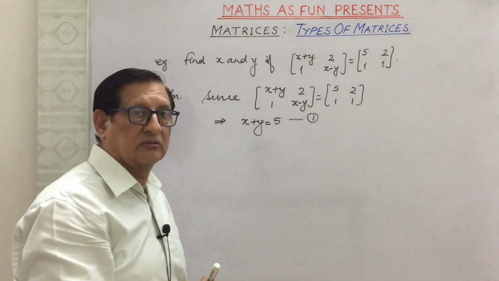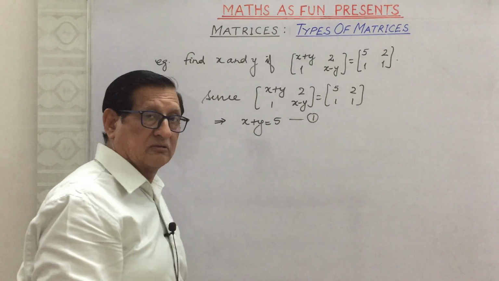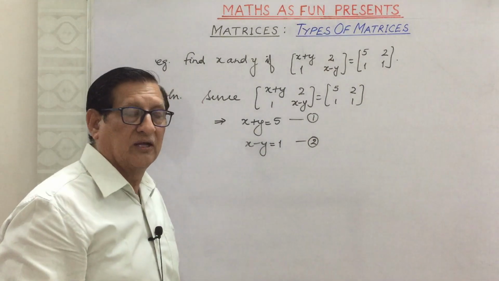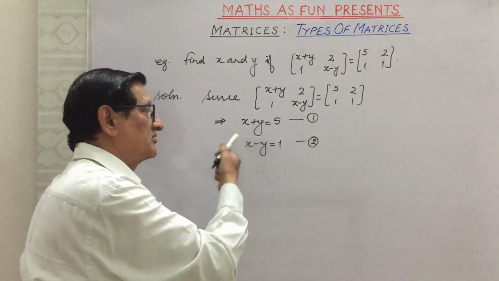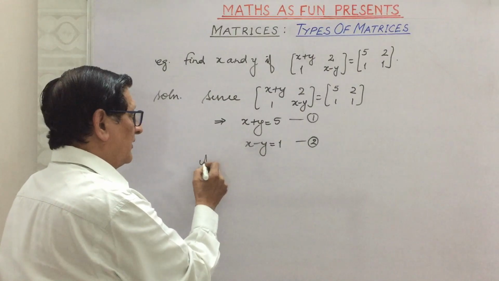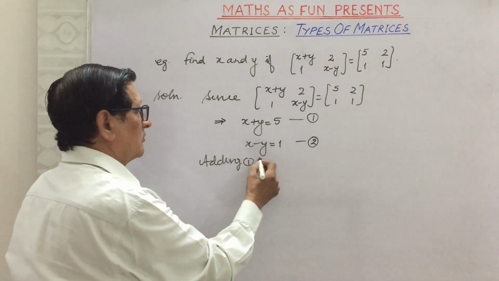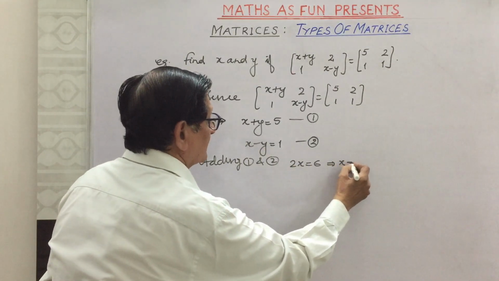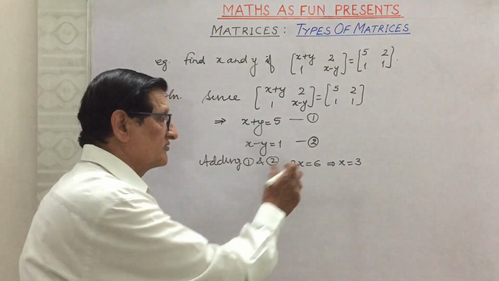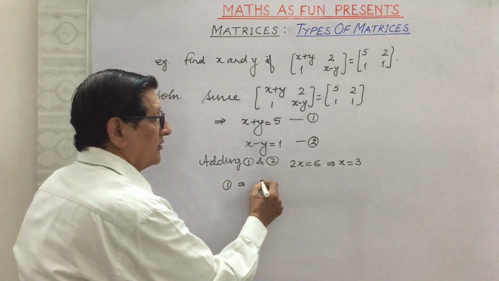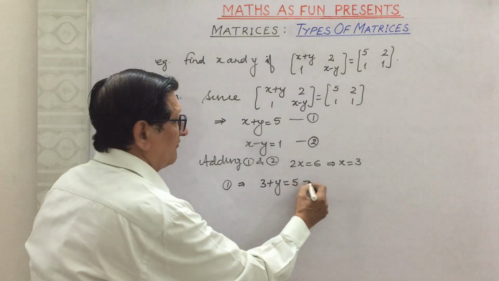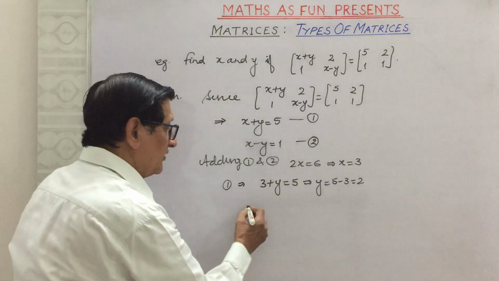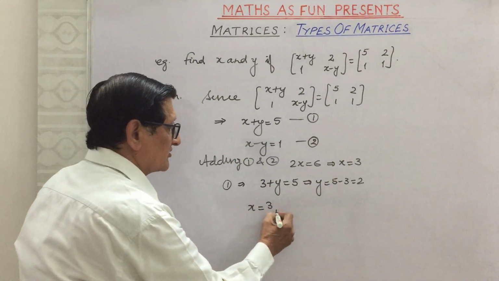This becomes the first equation. This element is to be equal to this. It means x minus y is equal to 1. This is the second equation. And now we have to find the solution of these equations. We can just add them. Adding 1 and 2, we get 2x is equal to 6. It means x is equal to 3. Substituting this value of x in 1, we get 3 plus y equal to 5. It means y is equal to 5 minus 3 equal to 2. So we have got the values of x and y. x is 3, y is 2.